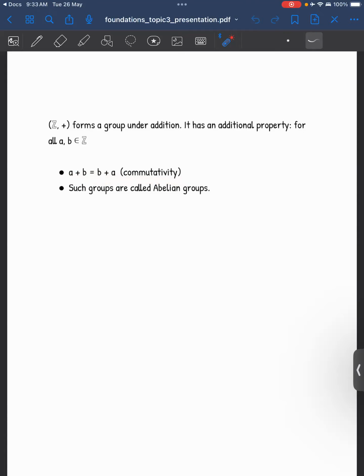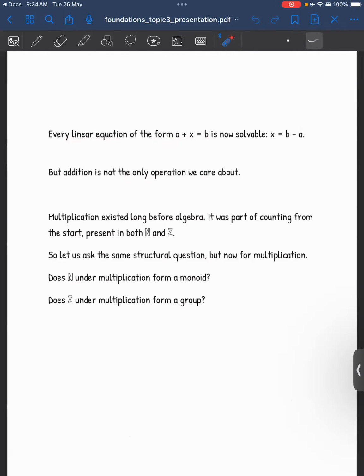So a group where the operation is commutative, that is for any a comma b, you do a plus b or b plus a, you get the same value. These groups are called Abelian groups. It is named in honor of the mathematician Niels Henrik Abel. Observe that every linear equation of the form a plus x is equal to b is now solvable in integers. And in particular, x equal to b minus a is the solution of this equation.